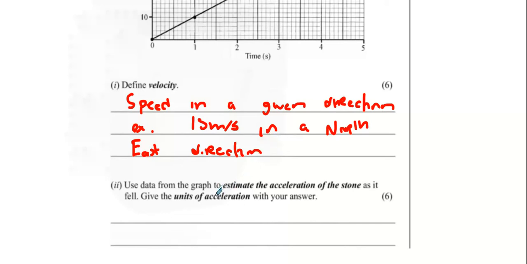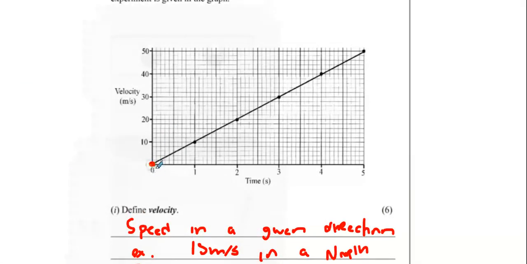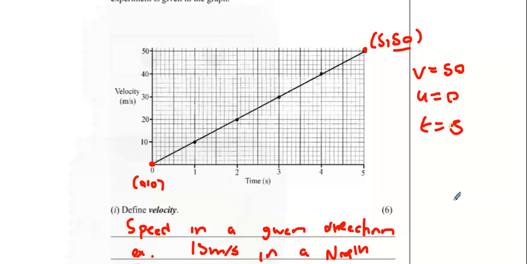Okay. Use the data from the graph to estimate the acceleration of the stone as it fell. Give the unit of acceleration. All right, so pick 2 points on your graph, any 2 points. So we'll pick 0, 0, and then we'll go to the very end, which is 5 seconds, 50 meters per second. So our v value is 50 because it's traveling 50 meters per second at the end. Our u value is 0. The time taken to get there is 5 seconds. So it's a equals v minus u over t.